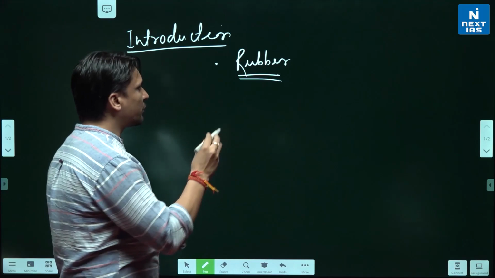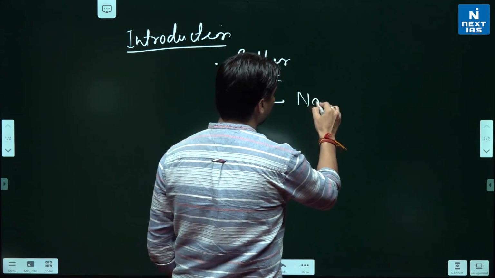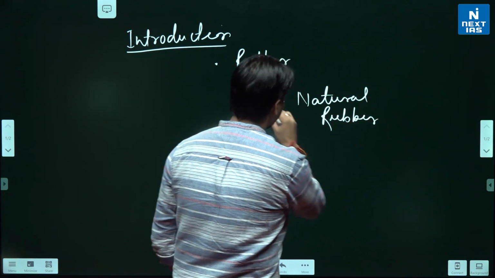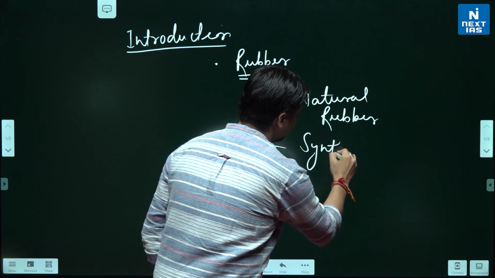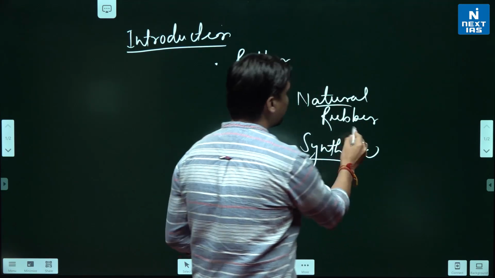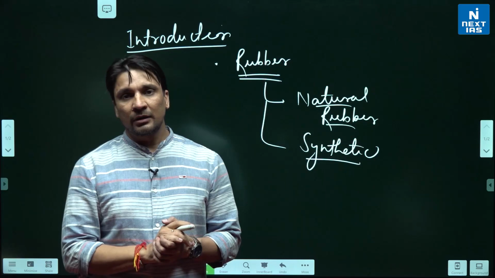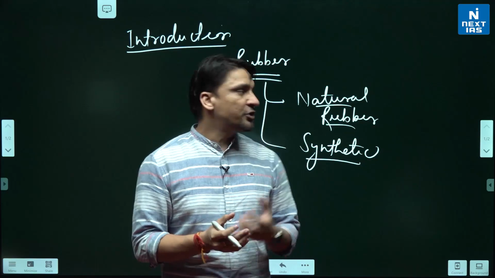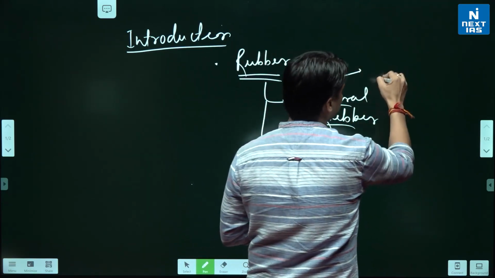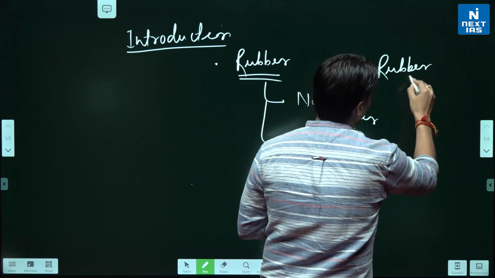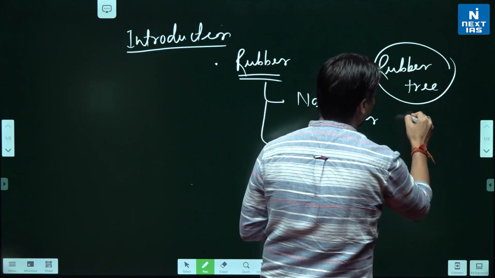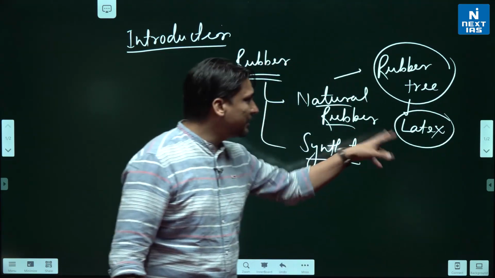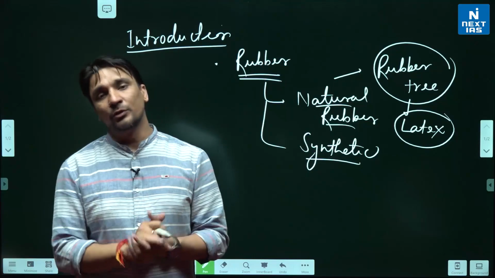The rubber is produced in 2 ways. One is natural rubber and second is synthetic rubber. The natural rubber is produced from a liquid called latex, which is obtained from the rubber tree. So from the rubber tree, a liquid is obtained that is called latex, and by processing the latex, the natural rubber is produced.